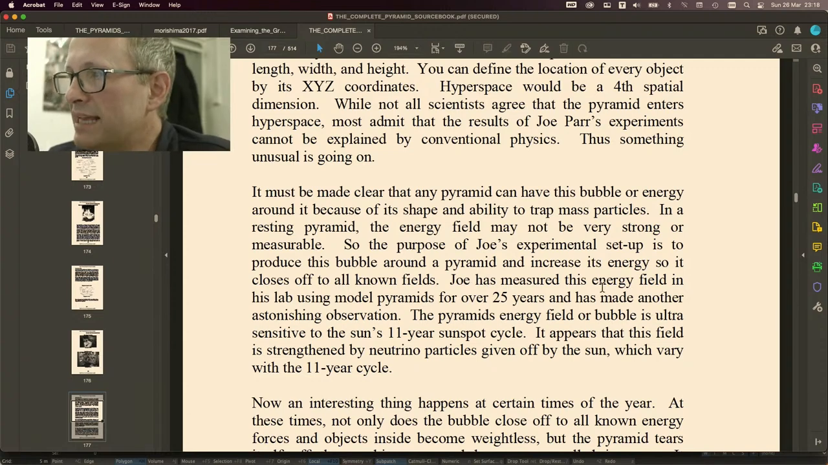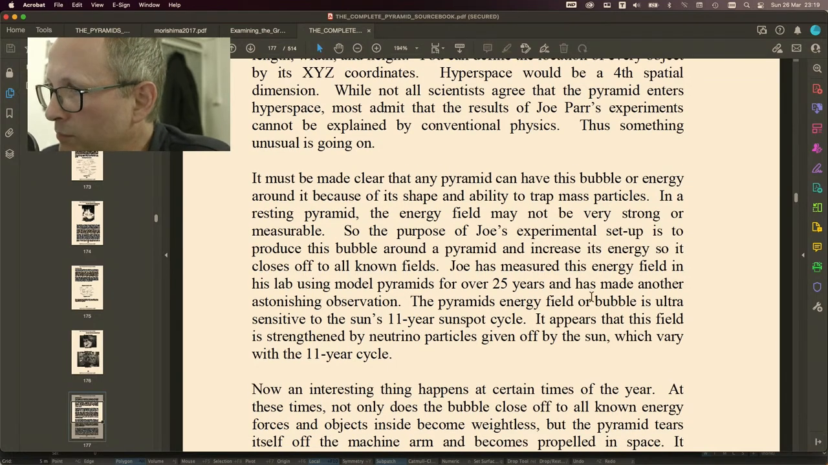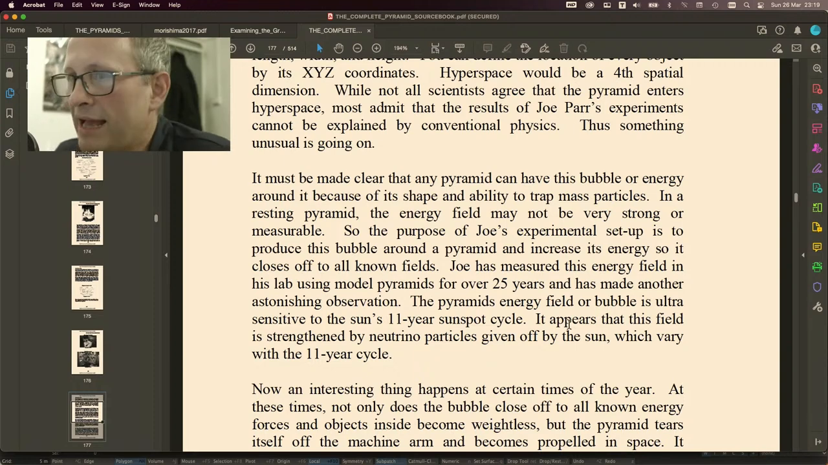Joe has measured this energy field in his lab using model pyramids for over 25 years and has made another astonishing observation. The pyramid's energy field or bubble is ultra sensitive to the sun's 11-year sunspot cycle. It appears that this field is strengthened by neutrino particles given off by the sun, which vary with the 11-year cycle.